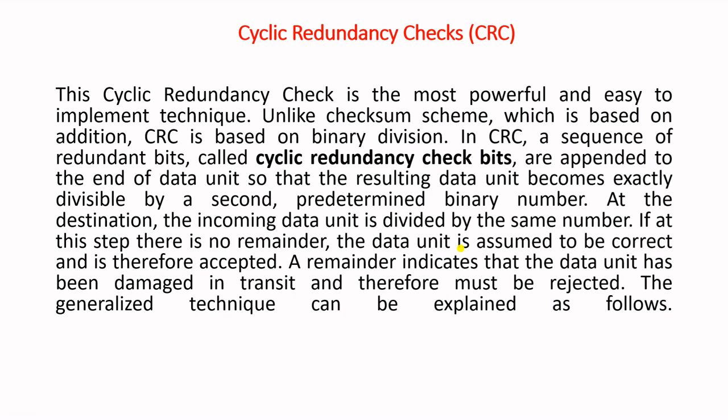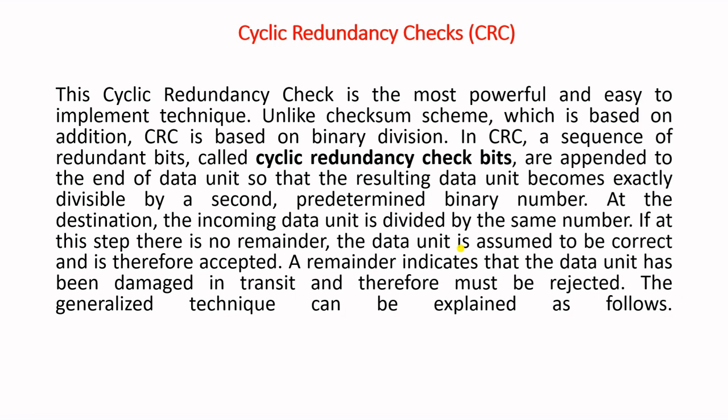Unlike the checksum scheme, which is based on addition, CRC is based on binary division, and it uses modulo 2 division. In the examples, we will see how it works. In CRC, a sequence of redundant bits, I have already told you in the last lecture, redundant bits means some extra bits are added, called cyclic redundancy check bits here, are appended to the end of the data unit so that the resulting data unit becomes exactly divisible by a second predetermined binary number.